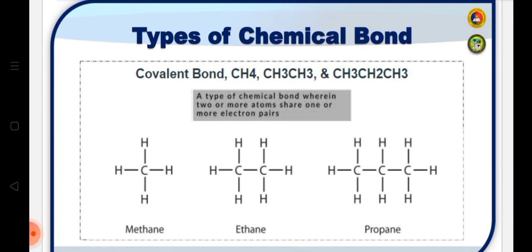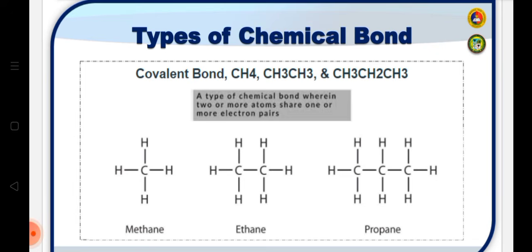Then next, we have the covalent bond. This is a type of chemical bond wherein two or more atoms share one or more electron pairs. Here, just look at methane, ethane, and propane. There is no transfer of electrons, they are just sharing electrons. In methane, how many bonds or how many lines do you see? Okay, there are 4 lines or 4 bonds. Since there are 4 bonds, that means 8 electrons are shared.